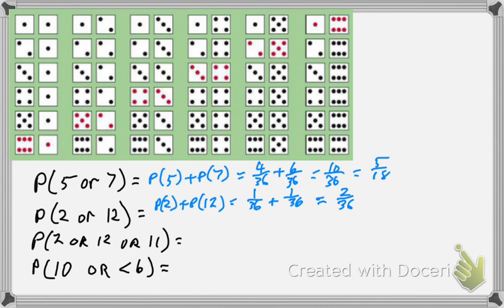So 2, I know that was 1 out of 36. 12, same deal. How about 11? How many ways can I get an 11? 2, thank you, ma'am. So 4 out of 36. Again, if I repeated this a bunch, about a ninth of the time, I'd get a 2 or a 12 or an 11. And that works great because they're disjoint.